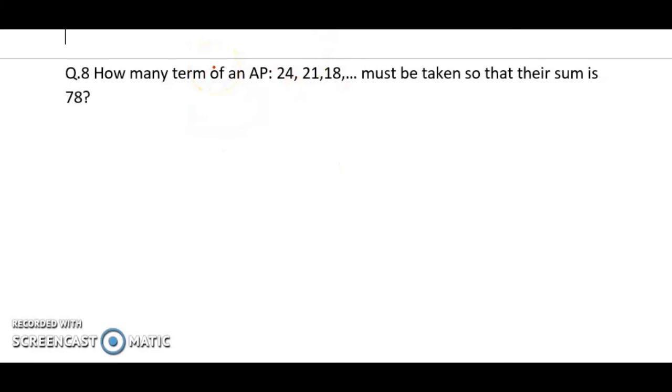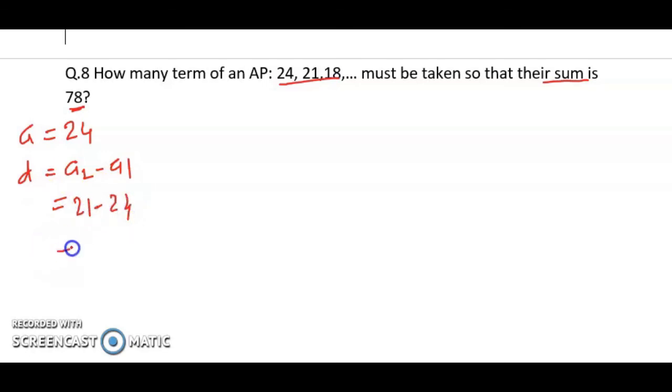Question number 8. How many terms of an AP, the AP is given, must be taken so that their sum is 78? So in this question, an arithmetic progression is given. The first term of the AP is 24. The common difference is 21 minus 24, so the common difference is minus 3. Now here, the sum is given as 78. Sn is 78, and we have to find how many terms of this arithmetic progression are required to get the sum equal to 78.